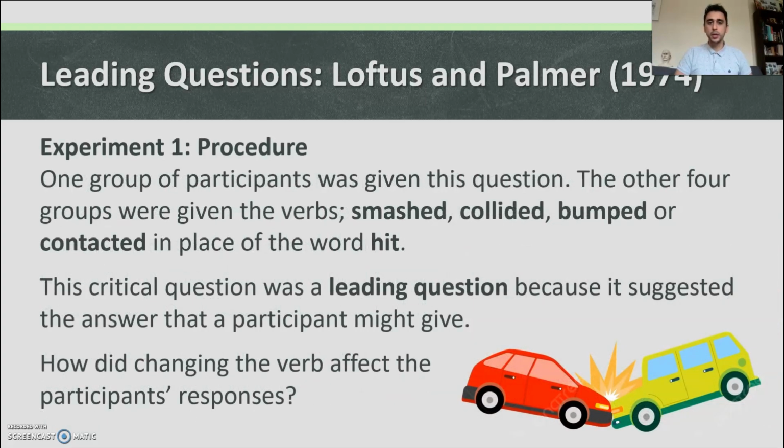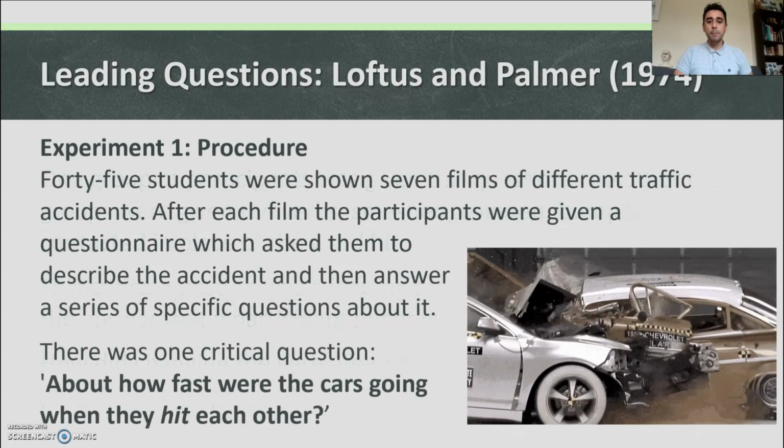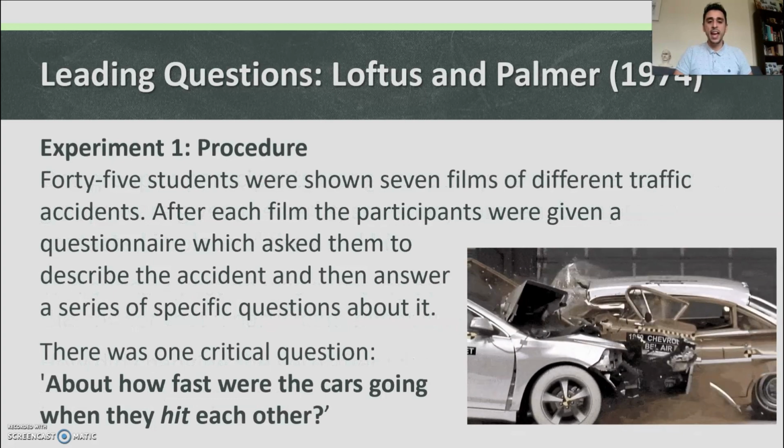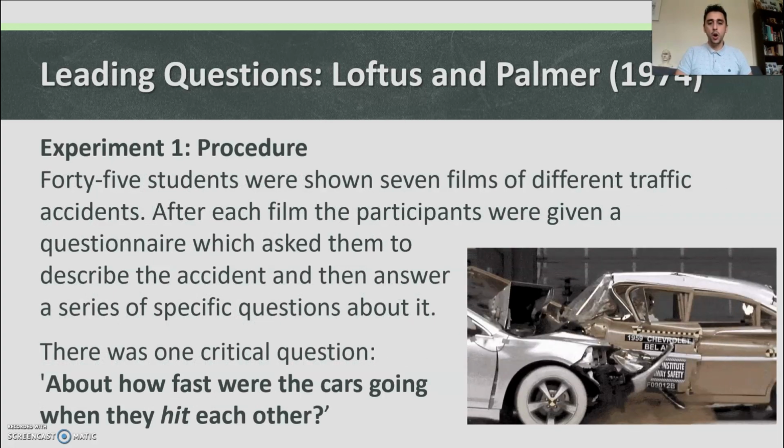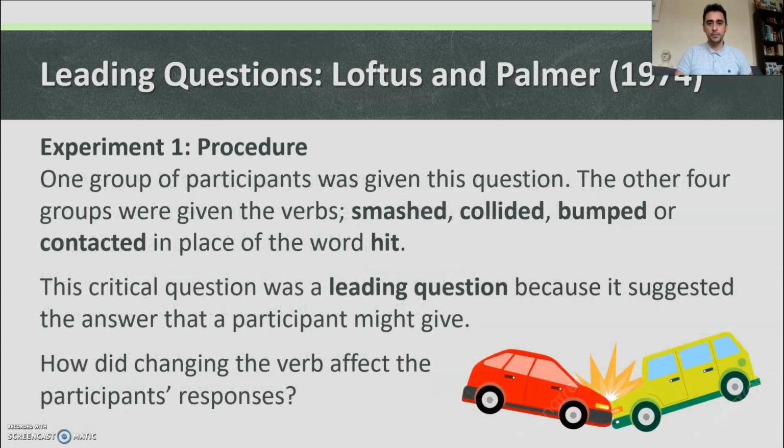One group of participants were given this question. The other 4 were given the verbs smashed, collided, bumped, or contacted in place of the word hit. So, about how fast were the cars going when they collided with each other, or when they smashed each other, bumped each other, contacted each other. This critical question was a leading question because it suggested the answer that a particular participant might give.